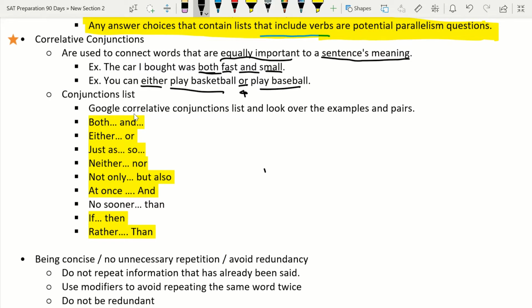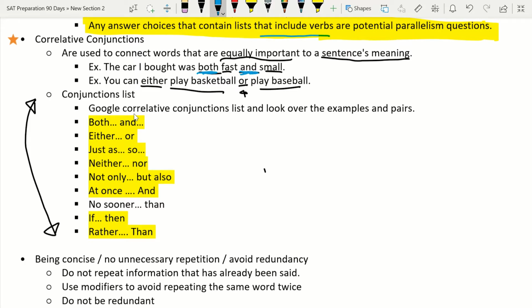Okay, and I have a list of the common correlative conjunctions that I could see possibly showing up on the SAT below here, but let's go ahead and talk about correlative conjunctions first. Like I said, they're used to connect words that are equally important to a sentence's meaning. Some examples would be: the car I bought was both fast and small. The correlative conjunction in this part, I'll put in blue, is both and the word and.